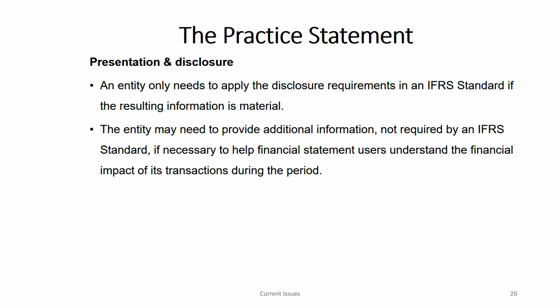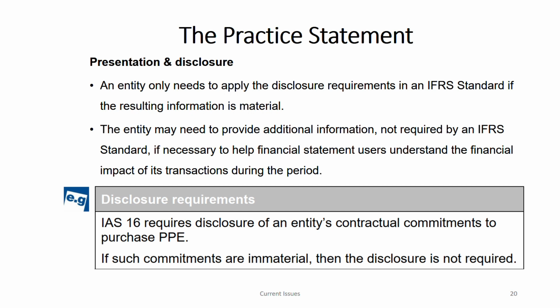Sometimes because of that additional information they can understand the impact that the financial transaction is having on the financial statements during that period. So that time you have to disclose it. That time you cannot say, okay, this information I will not include because it's not material. No. Example is this again, IAS 16. Sometimes they might tell you, disclose the entity's contractual commitments to purchase property, plant, and equipment. But if this commitment is not material, then do not disclose it. Otherwise, disclosure is required.